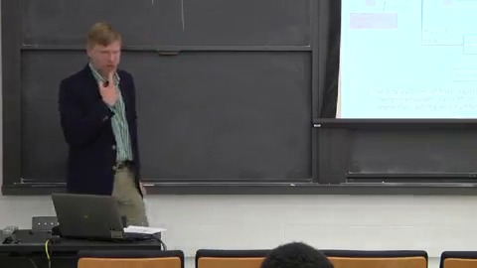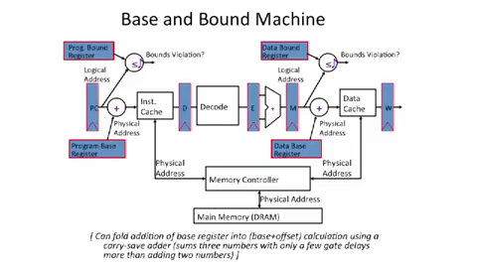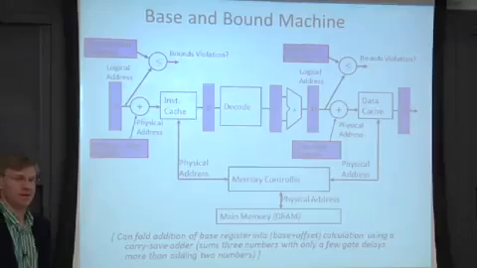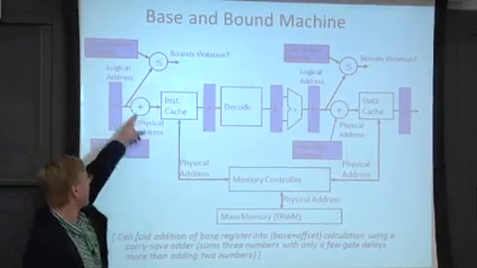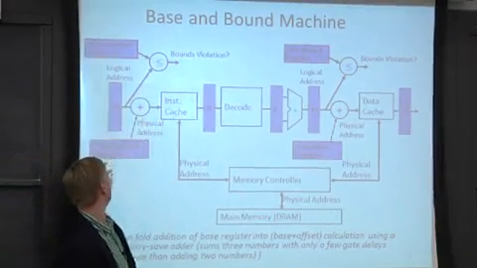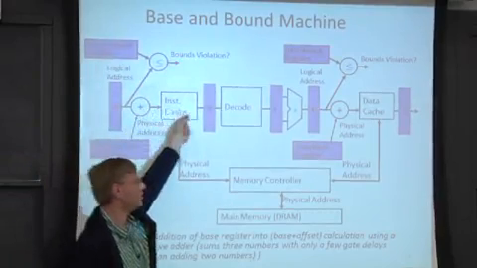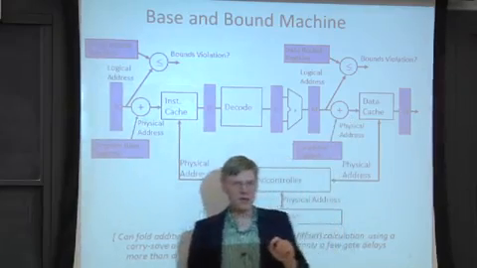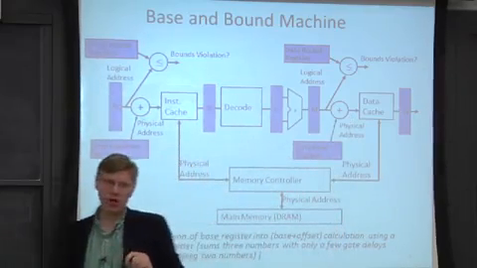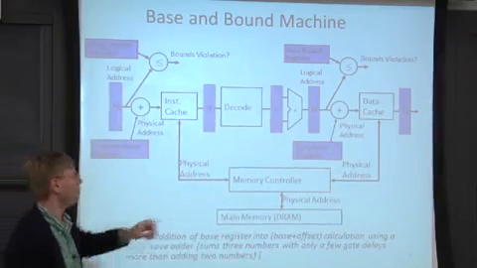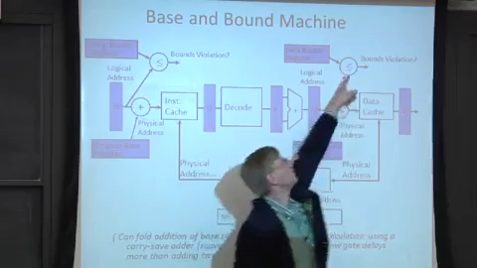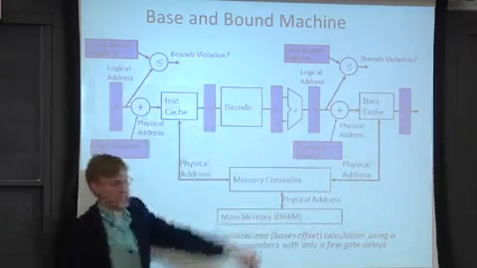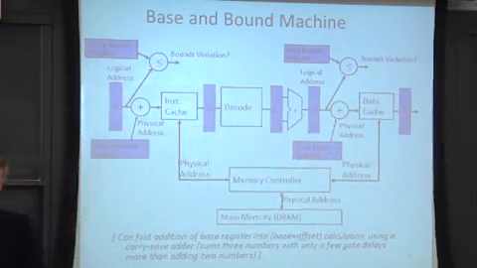OK, so let's take a look at how this fits into the pipeline. So here's our pipeline. We want to add base and bound registers. It's actually not so bad. We have to add an adder here to add in the base into the program counter. And we have to add an adder for the data base register into all of our loads and stores. And then we need to add a comparator here, a comparator there to check to make sure we don't fall outside of our bounds.